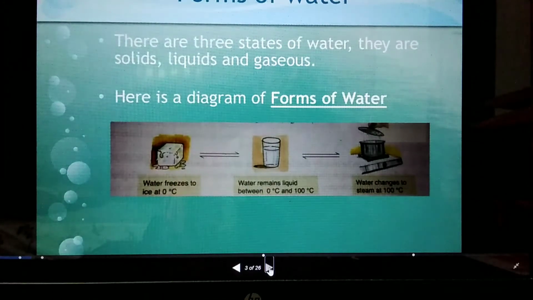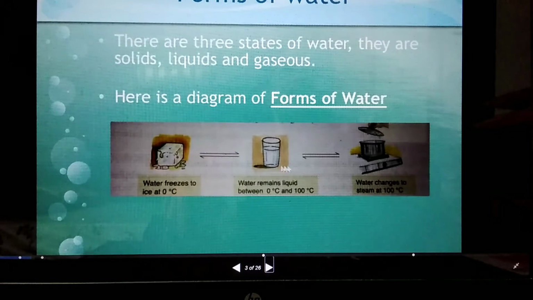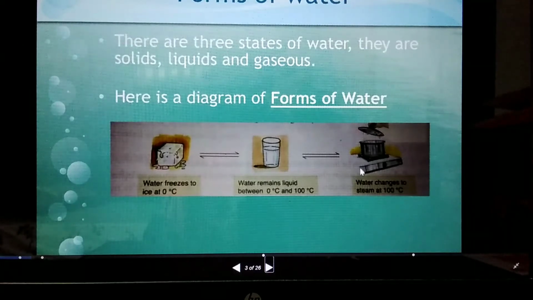Now, what are the different forms of water? There are three different states of water: ice in the solid form, water in the liquid form, and water vapor in the gaseous form. This is ice at 0 degrees centigrade, that is the water freezing point. This is water in the liquid form, that is the melting point of ice. It maintains a liquid state from 0 to 100 degrees centigrade, and water changes into water vapor at 100 degrees centigrade.